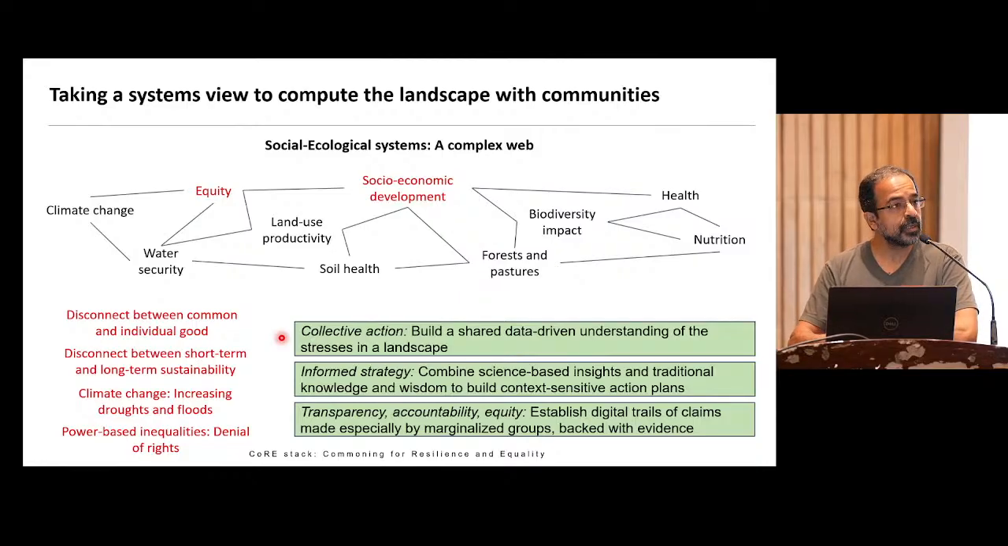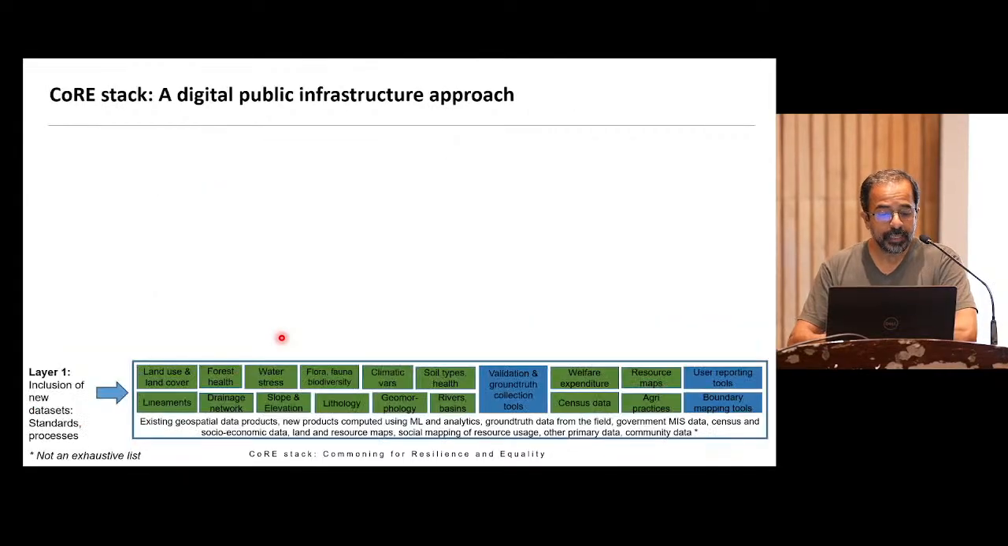Now, how are we going about solving all of it? We're building this core stack, which we view as a digital public infrastructure, and we are doing it at a bunch of different layers. At the base, for any landscape, we are bringing a lot of different data sets together. How is land use and land cover changing over time? Which areas are getting deforested? Where is forest canopy cover reducing? A lot of these models are where the science comes in. Researchers have built these things.